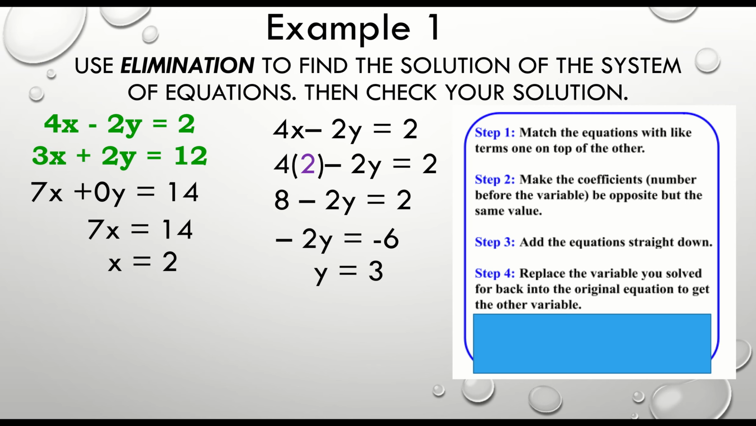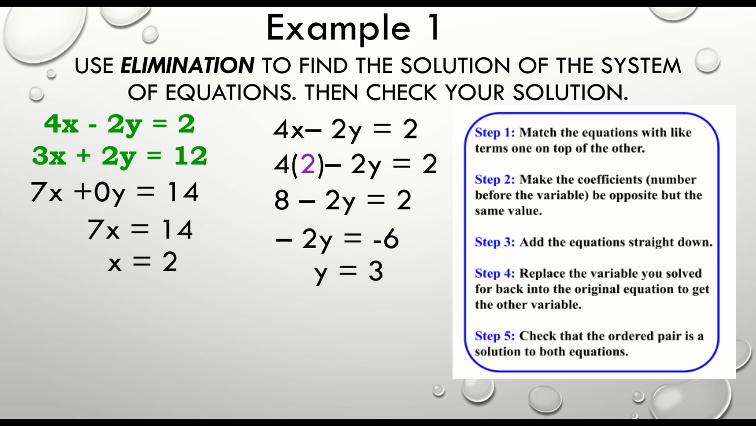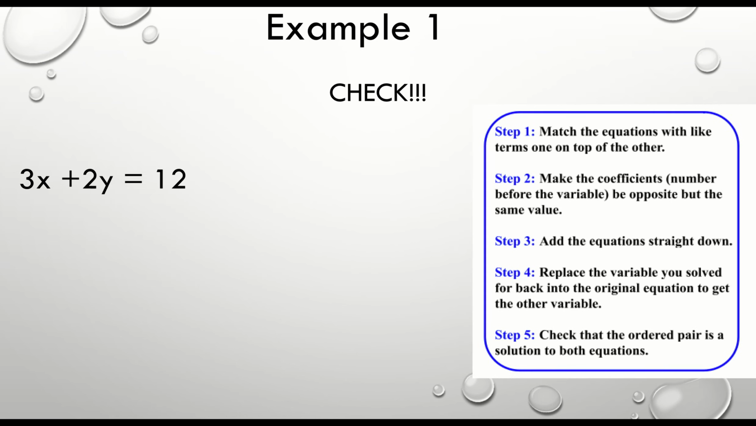So x is equal to 2, y is equal to 3 in order to solve this system, which means if I were to graph both of these lines on the same coordinate plane, their point of intersection would be at (2, 3). The last step, step 5, tells us to check that the ordered pair is a solution to both equations. So we go ahead and do that.